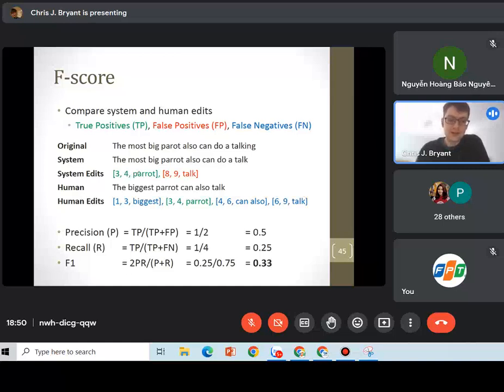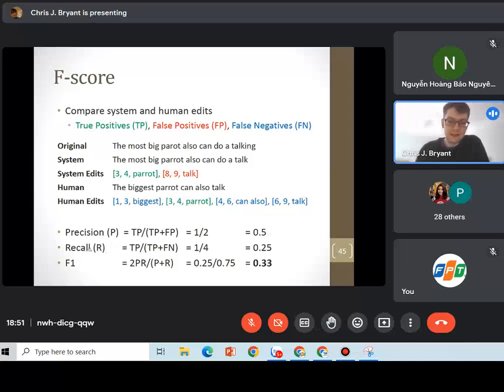So then it's just a case of comparing the two sets of edits, as I did in the first slide of how evaluation works. The way they are combined is through things called precision and recall. You measure precision as the true positives in green out of the total number of true positives and false positives. In this case, the system said change "3 to 4" to "parrot," and the human agreed, so that's a true positive. But the system also suggested changing "talking" to "talk," which was not correct. So you get 1/2, 0.5 for precision.